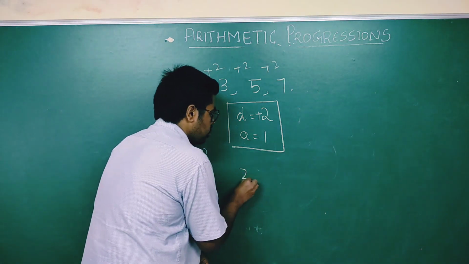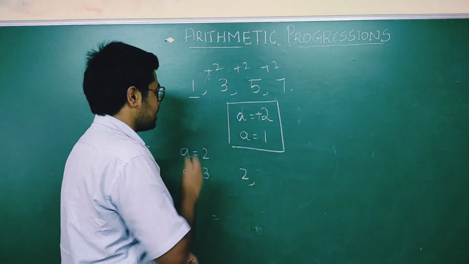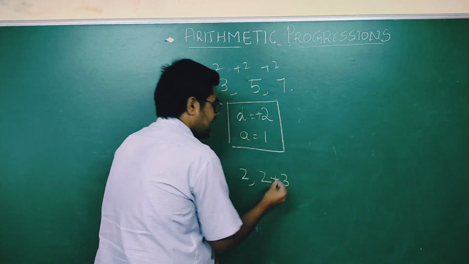The first term is 2. I denoted the first term as A, that is why it is 2. Next, how do you go to the next one? What you do? 2 plus 3, correct.